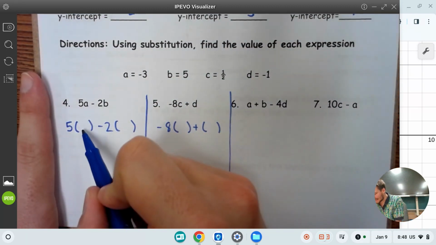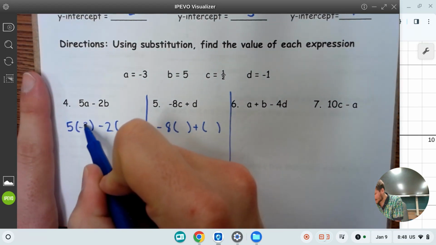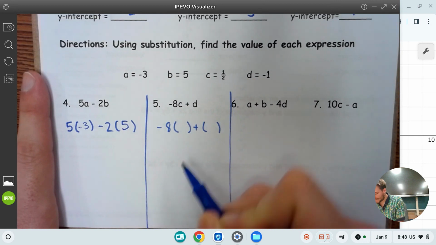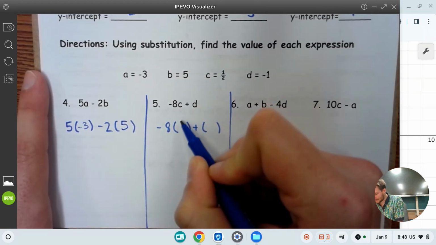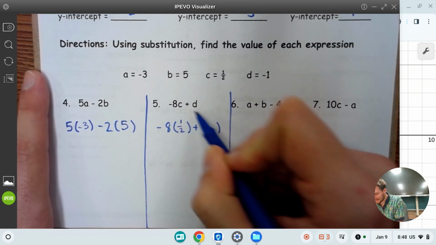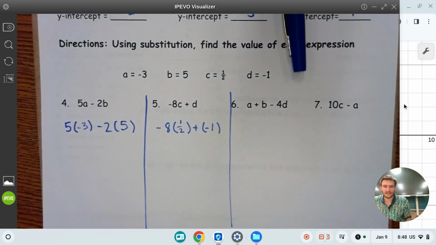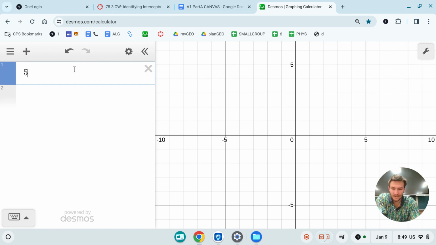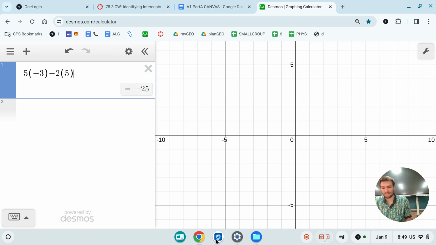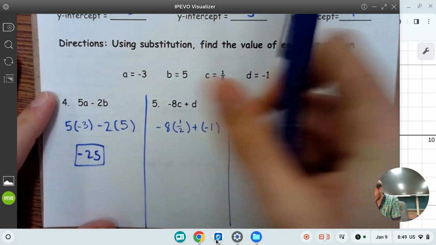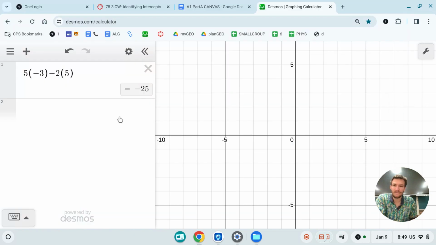So this is an A, so I'm going to take -3, put it in there. This is a B, so I'm going to put the B in there. This is the C, so I'm going to put the C in there. And this is the D, so I'm going to put the D in there. I can use Desmos to type these things in. So the first one was 5 times -3 minus 2 times 5. Desmos tells me -25. That's the answer.